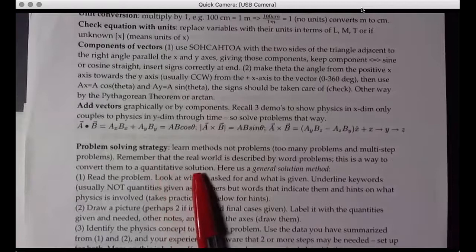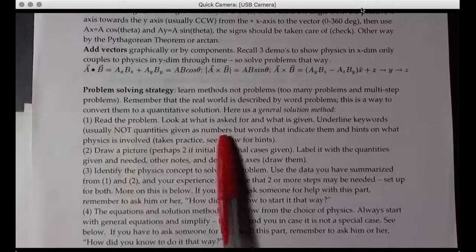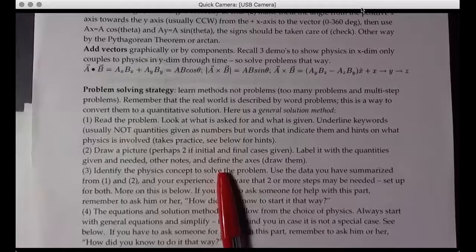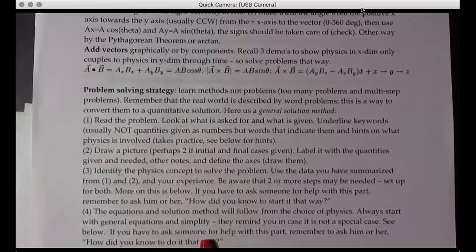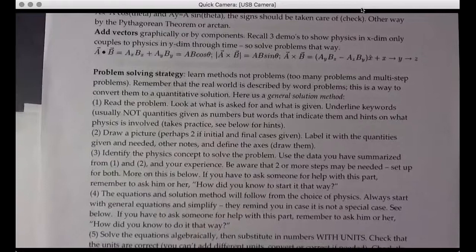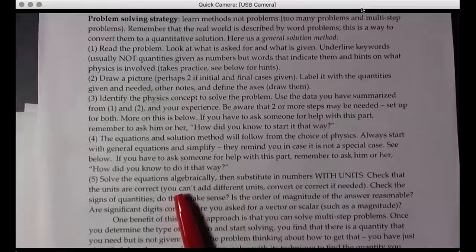And here I give a step-by-step. Read the problem, what to look for, draw a picture. And these things are helping you to figure out how to get started, what type of problem it is. Once you identify the physics concept, then there's going to be solution methods that go with that. And if you're having trouble identifying these things, you remember, how do you know? How do you know to start that way? How do you know to do it that way? These are the things that you ask others if you need help while you're in the studying process. And yes, I am available by email and during office hours.